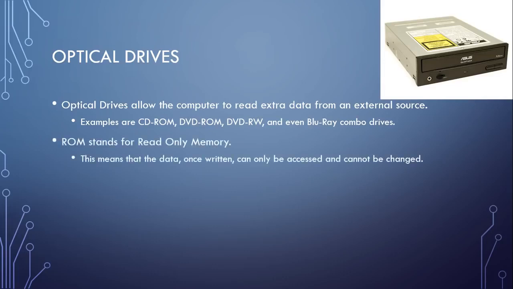Now the ROM part stands for read-only memory. This means that the data, once written, can only be accessed and cannot be changed. Now, if you see something like RW, that means rewritable. If you see just an R, that means recordable.